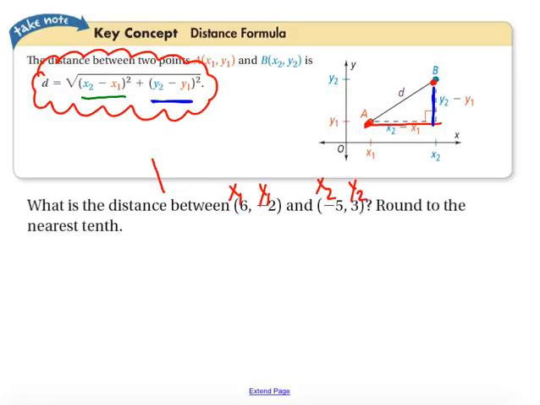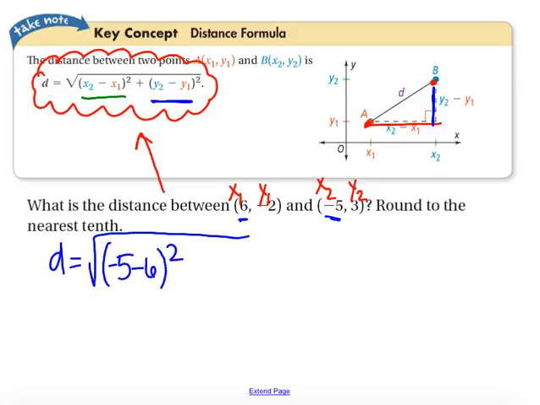Now I'm just going to plug in to this guy. So D stands for distance, is the square root. Now it says x2 minus x1, so here's my x2, there's my x1, so negative 5 minus 6 squared. I'm just copying down what the formula says, plus, now it says y2 minus y1 is right there, so y2 is 3 minus negative 2 squared.